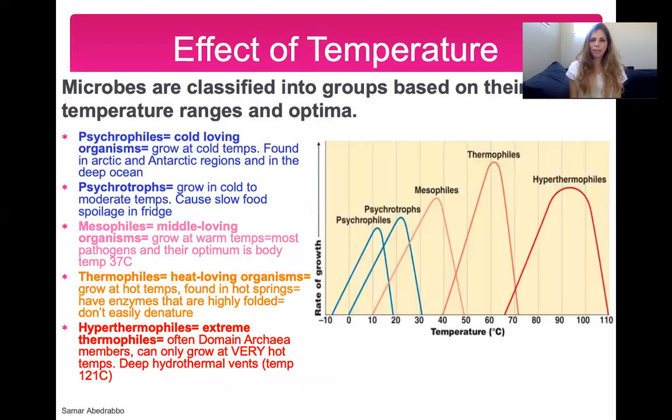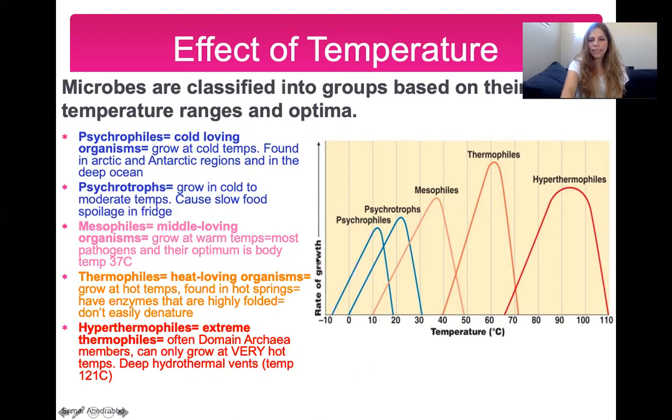Now, with the effect of temperature, we as scientists can classify organisms based on the temperature that they like. And we use these terms to classify organisms. Organisms that are cold-loving organisms. So if we look at this graph right here, the y-axis shows us the rate of growth, and then the x-axis is temperature in Celsius. And just to keep in mind, 0 degrees Celsius is where water freezes and 100 degrees Celsius is where water boils.